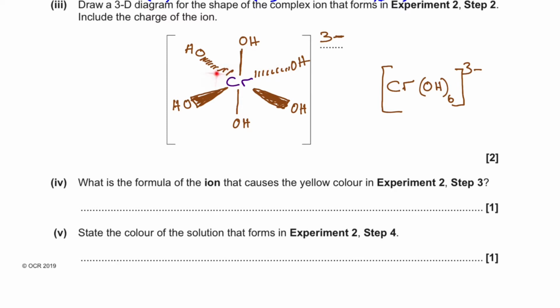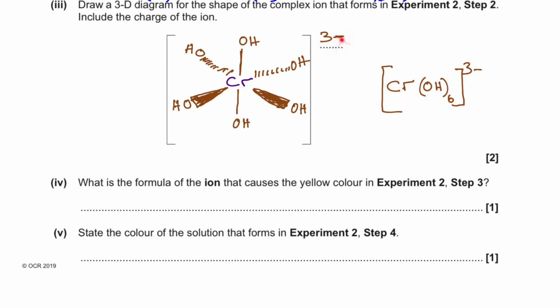This is pointing to the backward of the plane. The plane is a screen, a 2D screen, and this one is lying in the plane, and this one is lying in the plane as well. So this is coordination number 6, because you've got 1, 2, 3, 4, 5, 6. So it's bonded to 6 ligands, and that's the formula again: Cr(OH)6, 3 minus.